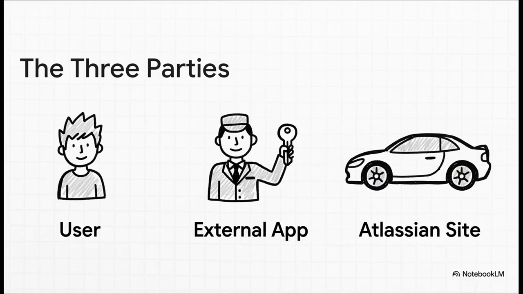And here they are, our three legs, perfectly explained by our valet analogy. First, there's you, the user. You're the car owner. Then you have the app. That's our valet, ready to do a job. And finally, you've got the Atlassian site, whether it's Jira or Confluence. That's the high-tech car itself that we need to protect.